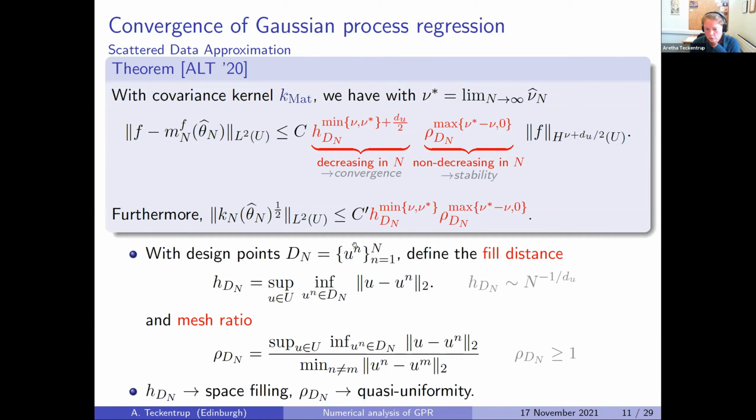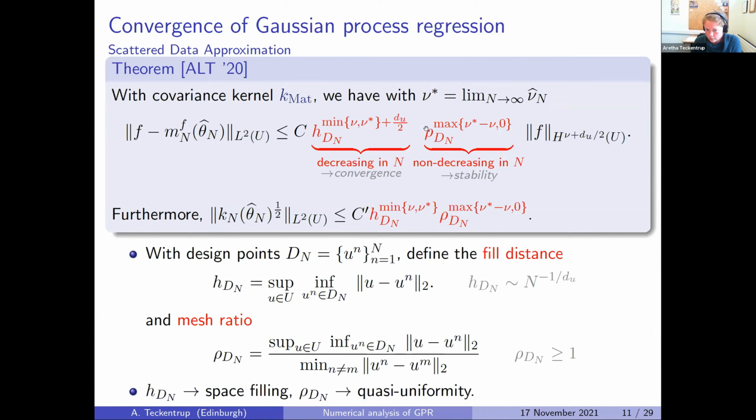So you look at all of your design points or training points, u_n, and then you look at how far any point u in the domain of f can be away from any training point u_n, right? So if this fill distance is small, that means that you have training points everywhere in the domain of f. And in particular, if you want this to go to 0, then you need a space filling design, right? So that is typically the thing that would then give you convergence as n tends to infinity.